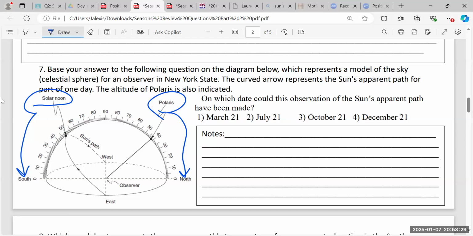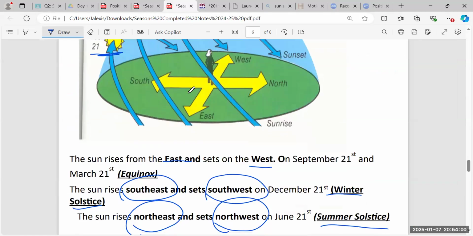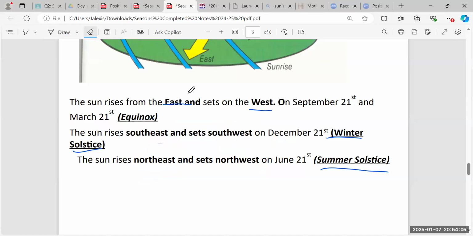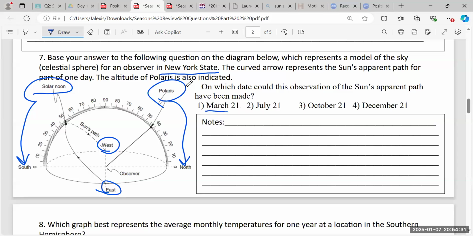On which date could this observation of the sun's apparent path have been made? When you get a question like this, always look where the sun rises and where the sun sets. The sun is rising right here, directly east, and it's setting directly west. There's only one date where the sun will rise directly east and set directly west in New York State. When we look at our notes, the sun rises directly east and sets directly west on September 21st and March 21st, also known as the equinox dates. So during the equinox, the sun rises directly east and sets directly west. Therefore, the correct answer is going to be choice 1.